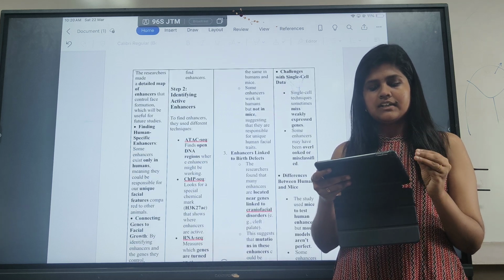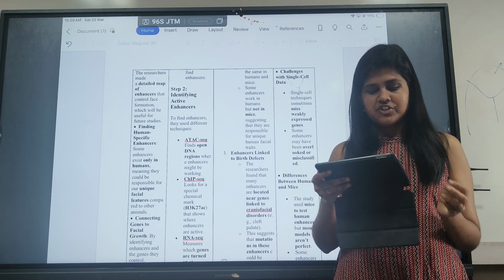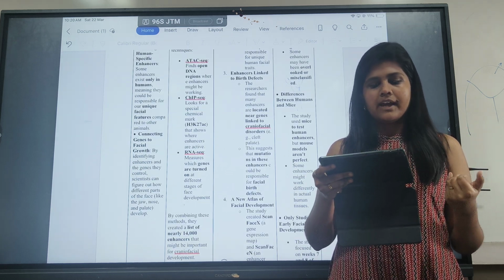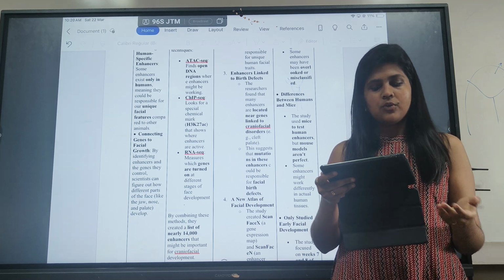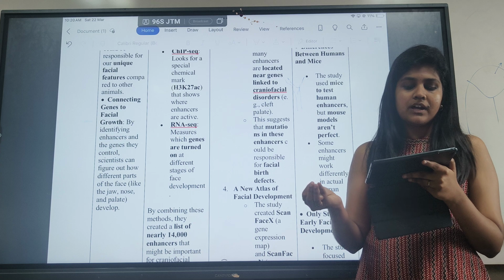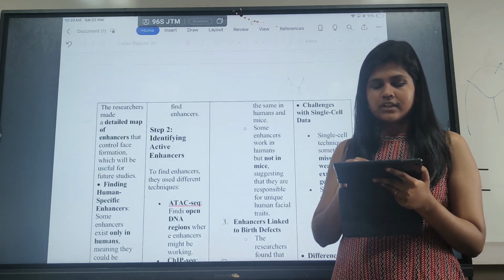So which part exists only in humans, meaning this could be responsible for the particular facial feature of humans, and connecting genes to the facial growth. By identifying enhancers and the genes they control, scientists can figure out how different parts of the face, like the jaw, nose and the palate, develop. So this is what they are about to do.